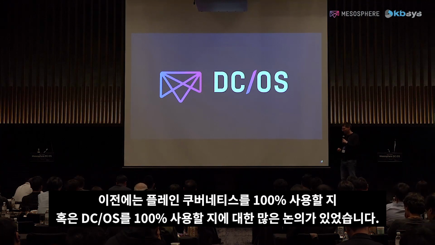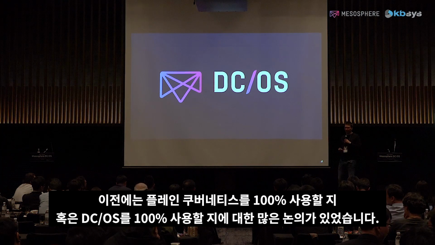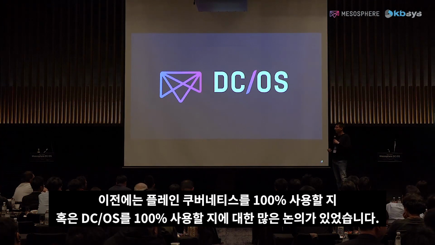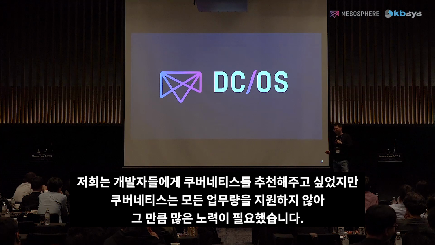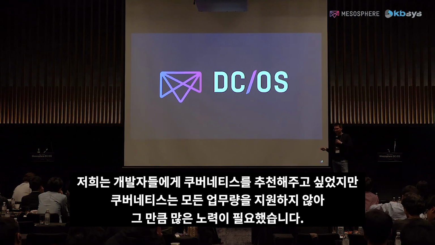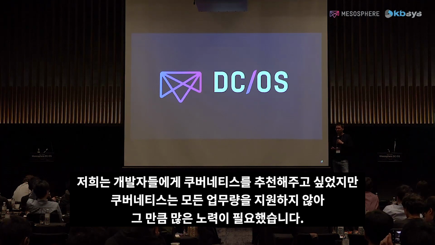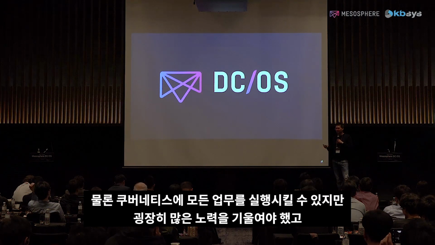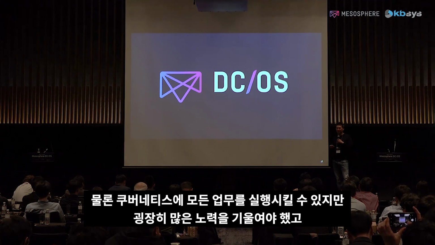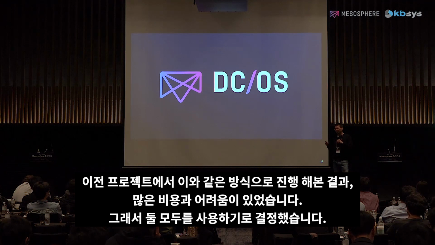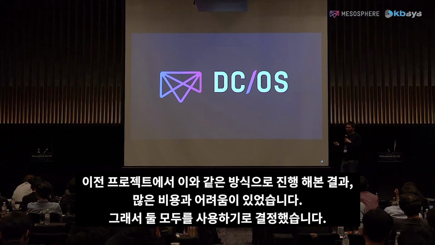Back then, there were a lot of discussions about whether we would go 100% with plain Kubernetes, or 100% with DC/OS, because we wanted to offer the developers really Kubernetes, but it didn't support all of our workloads, or we would have to put a lot of effort into it. I mean, you can run all these workloads on Kubernetes, but the effort can be very high to get things up and running, because I know we've done that in other projects, and it's a lot of effort. It can be done, but it's expensive.